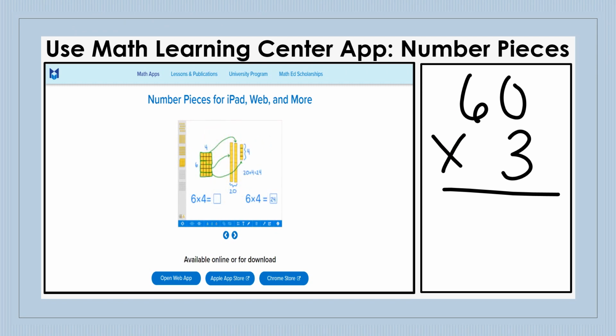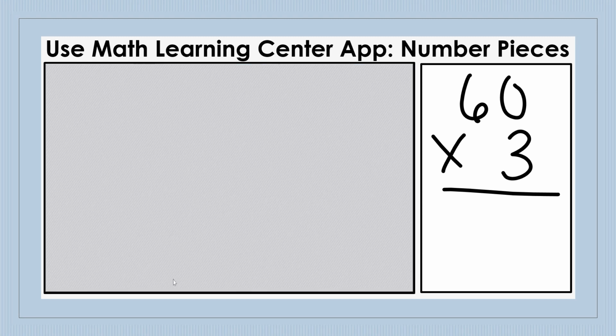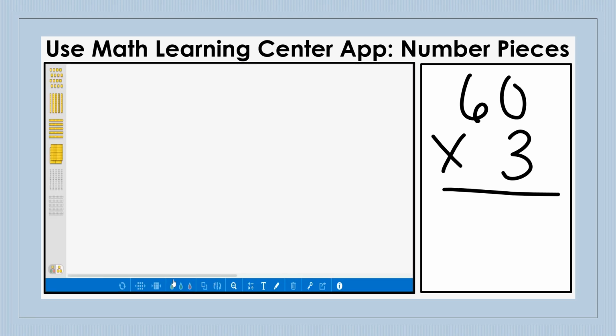We will use the Math Learning Center app Number Pieces to model the relationship between basic multiplication facts and multiplying with a factor that is a multiple of 10. To get us started, you will click on the number pieces link to access this website. Once you're here, you will open the web app. When the app opens, you will notice a beautiful whiteboard space where you can record your thinking.